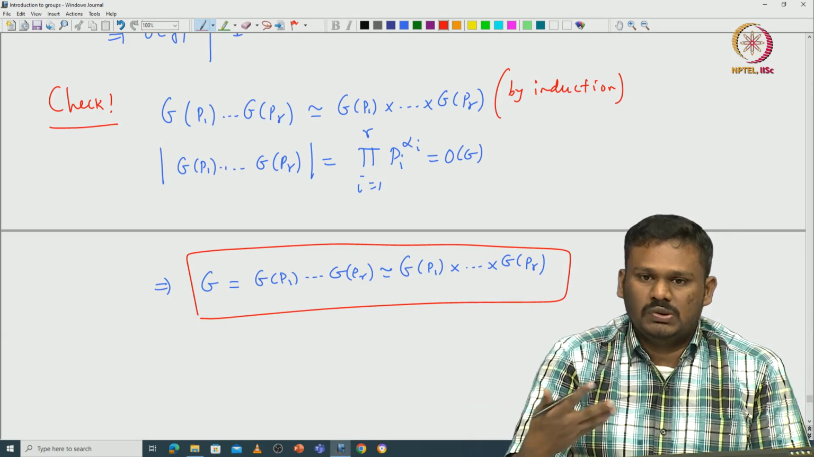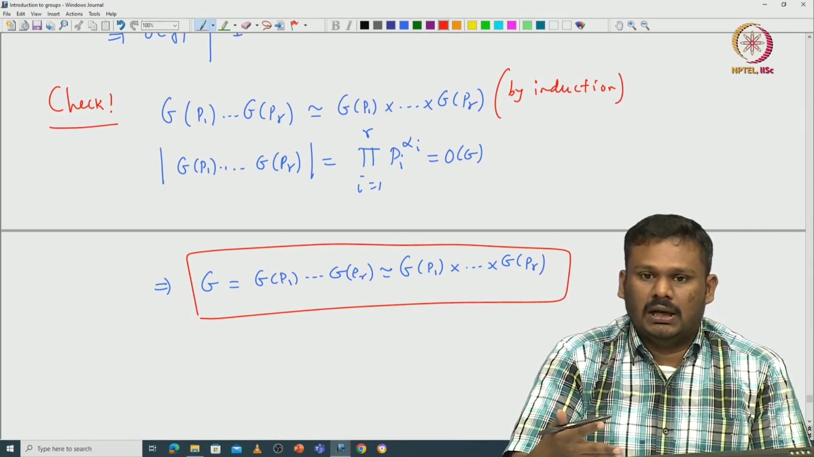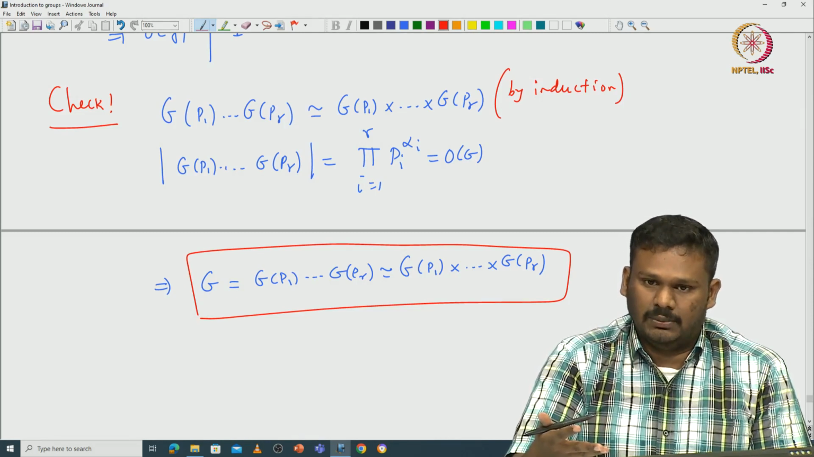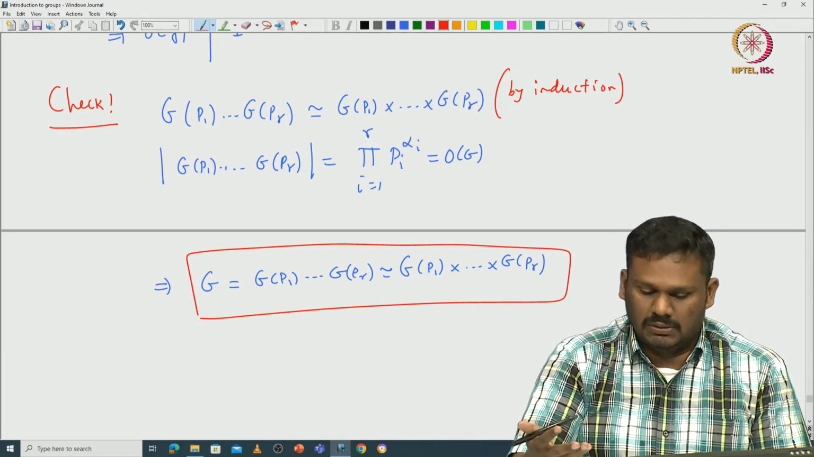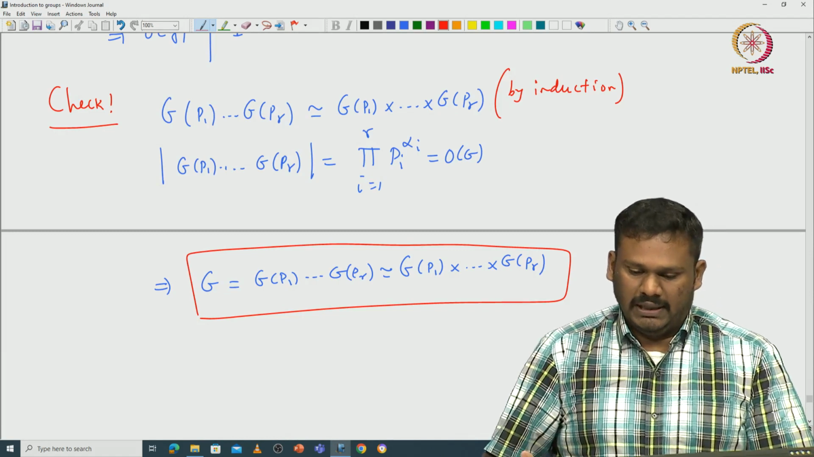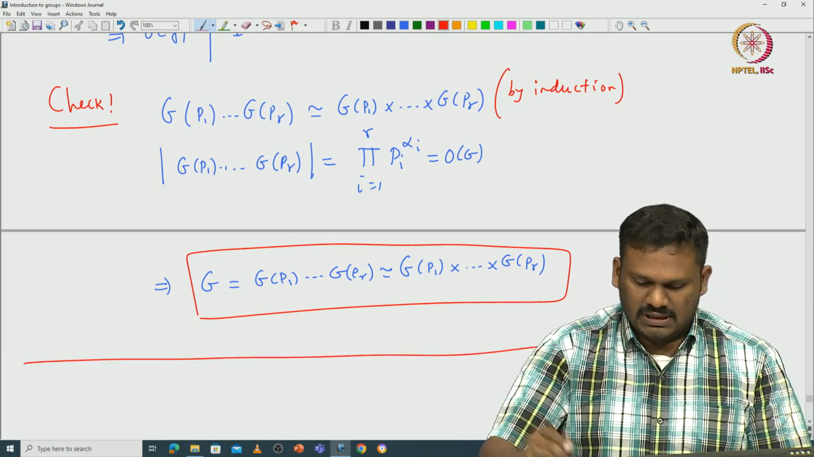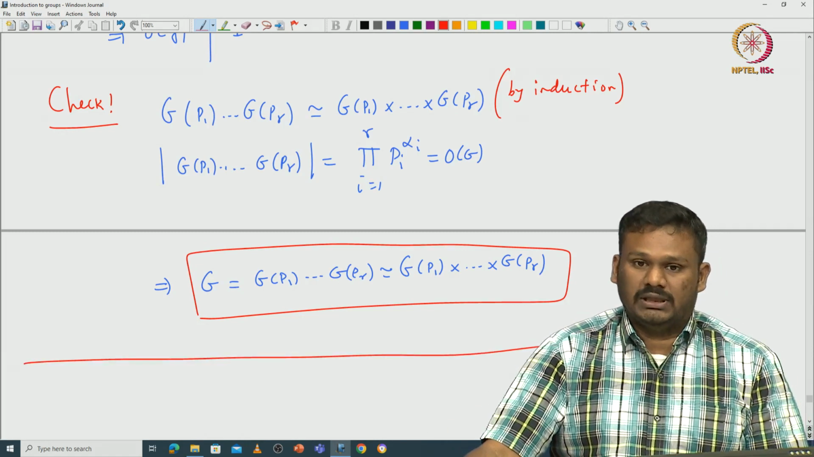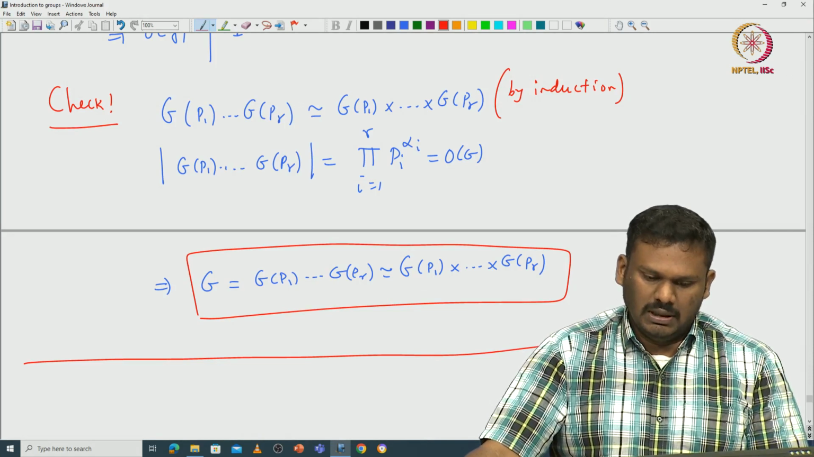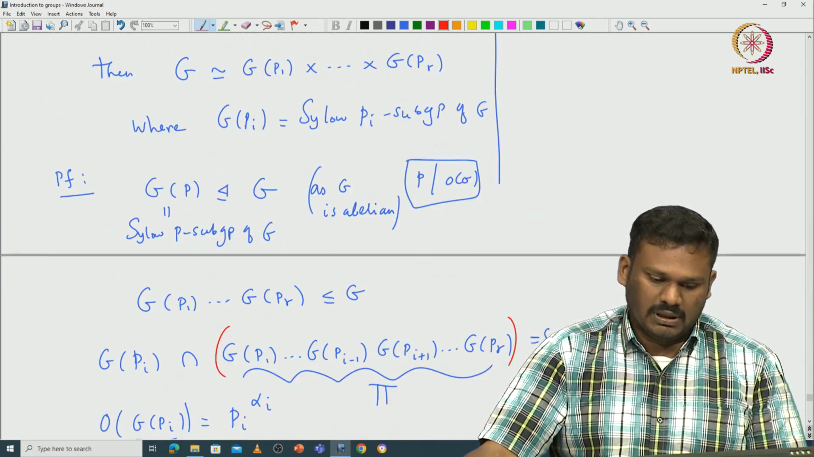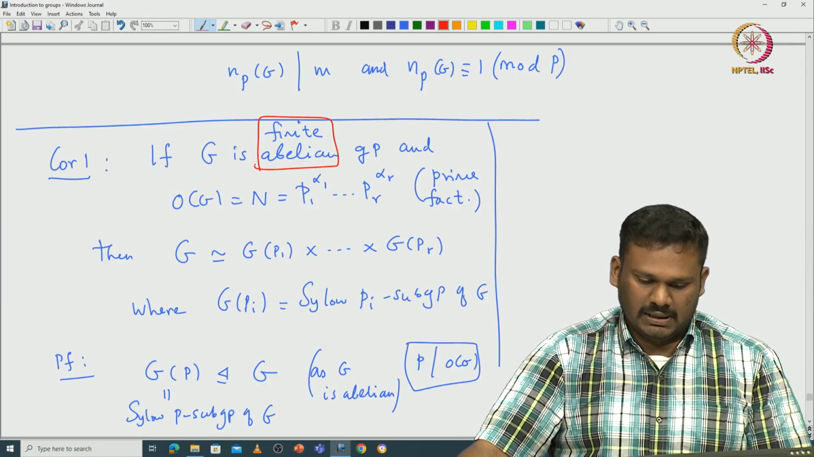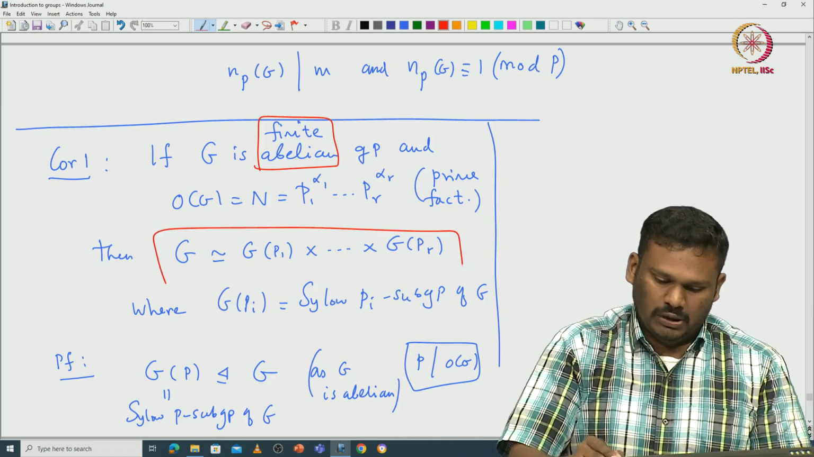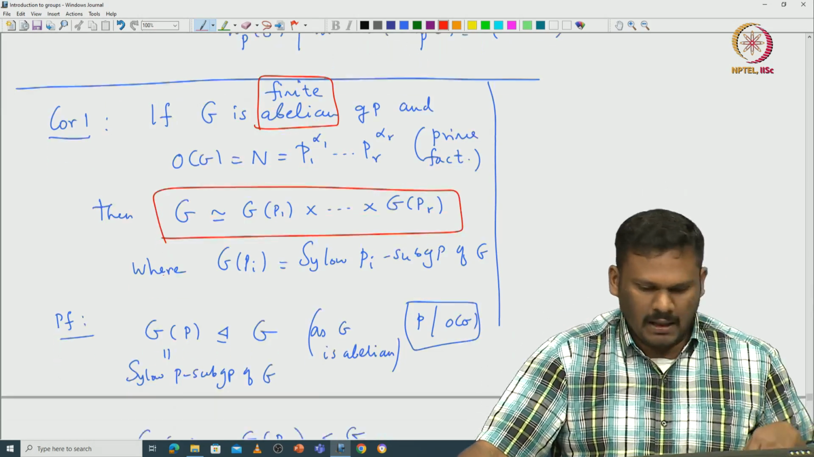Indeed, one can use this information in order to prove the structure theorem of finite abelian groups, which says that any finite abelian group is actually a direct product of cyclic prime power order groups, which is something we will be proving later. This is the first immediate corollary of Sylow's theorems. It says a very important fact about finite abelian groups: if you take any finite abelian group, it is a direct product of its Sylow p-subgroups. That is what it says.